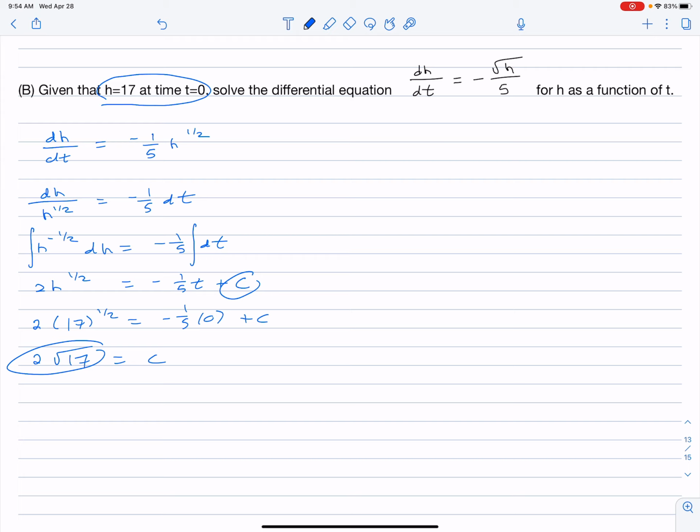So we get 2h to the 1/2. Again, I'll just write that as the square root of h. It doesn't matter at this point. We are done with the calculus on it. And plus c, which we said is plus 2 root 17. Now remember, we've got to solve this for h. So I'm going to divide both sides by 2. So I get the square root of h equals negative 1/10 t plus root 17. Squaring both sides, we get this. Okay, that's it.